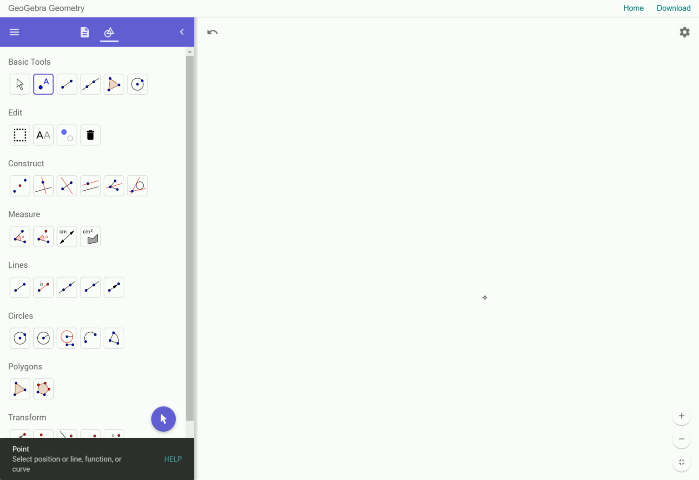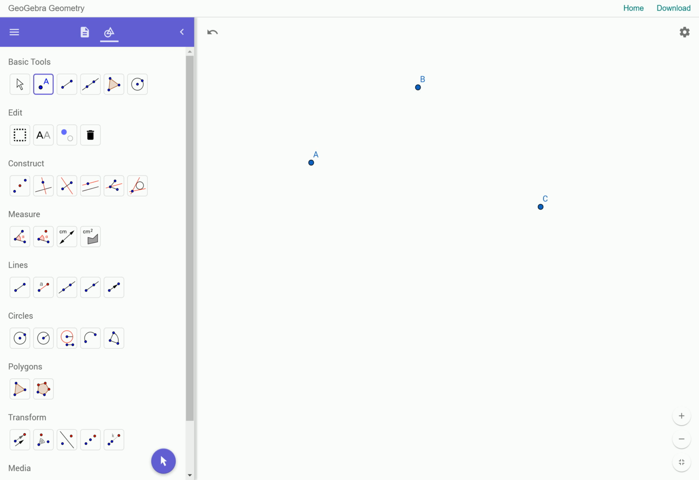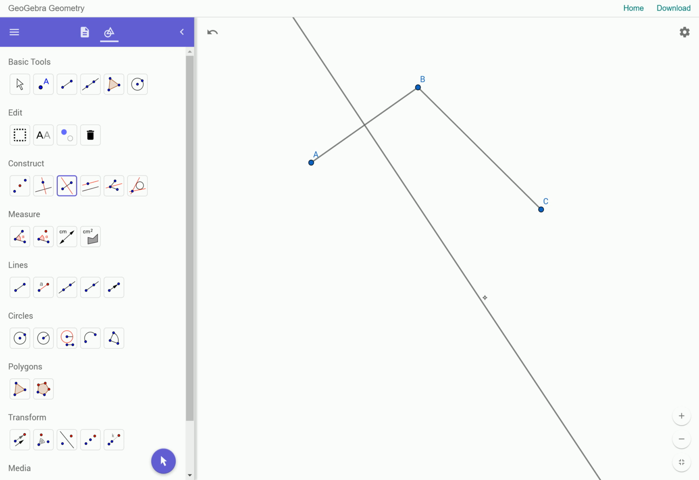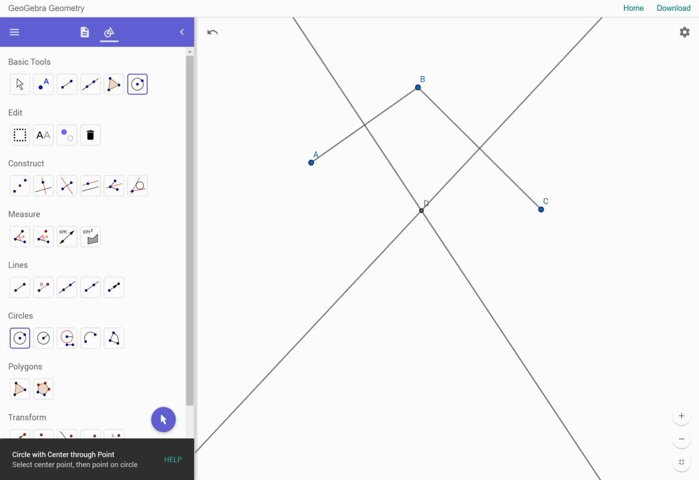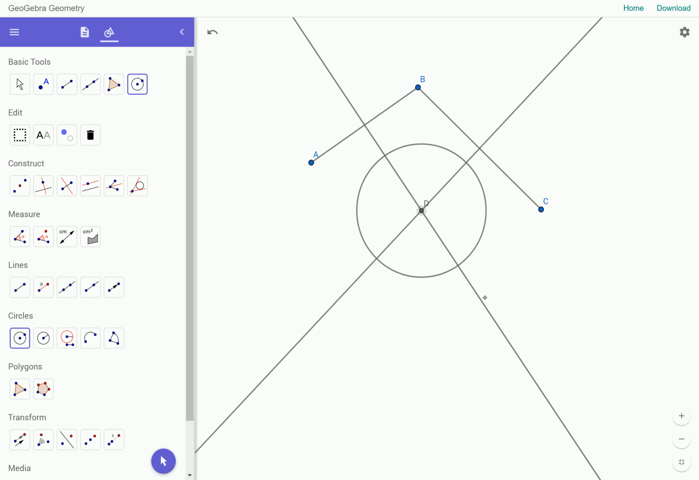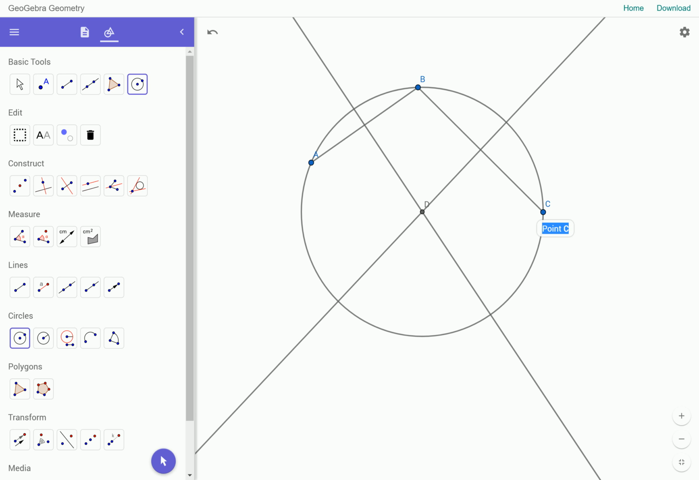So if I take any 3 points, A, B and C, and I connect those using line segments, if I take the perpendicular bisectors of these lines, I find a point of intersection. Now that point of intersection is going to be at the center of the circle through each of these vertices.